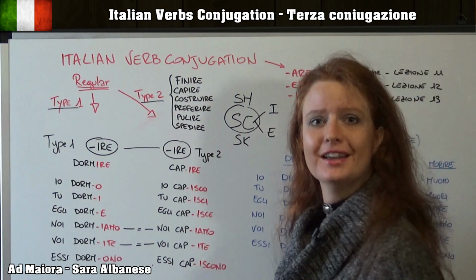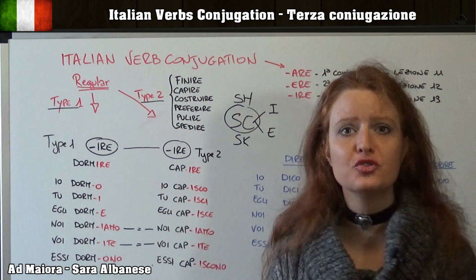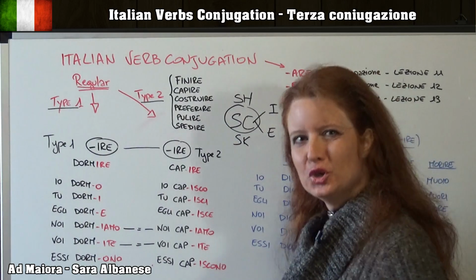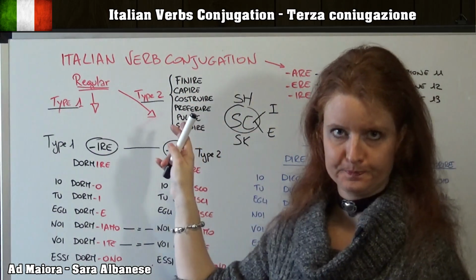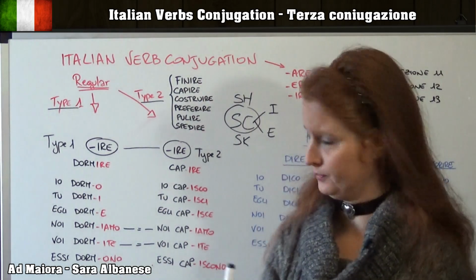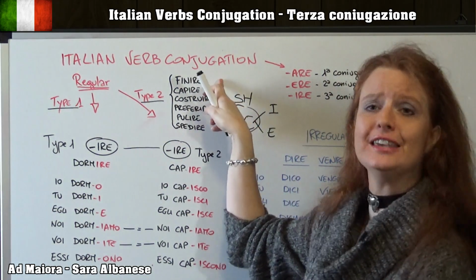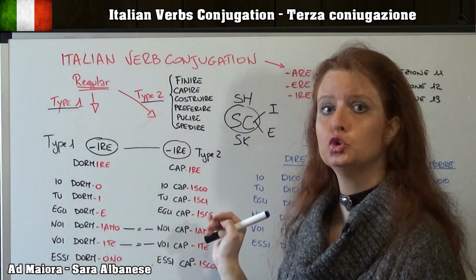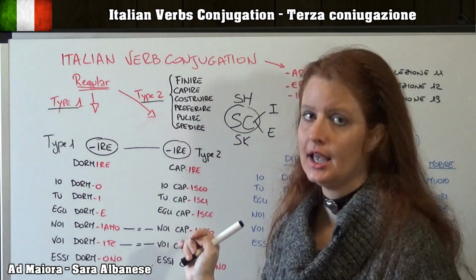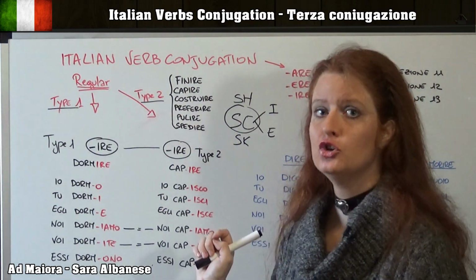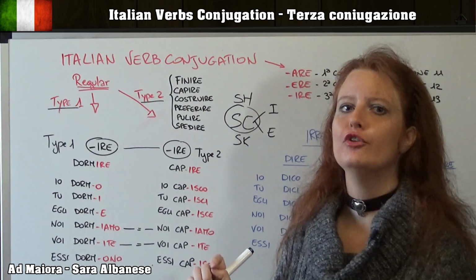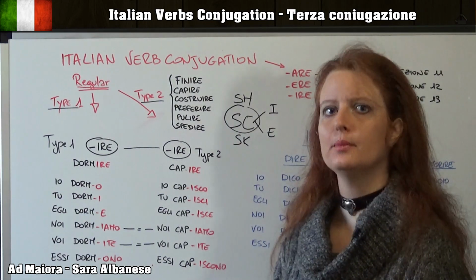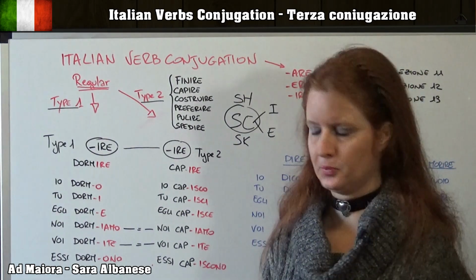Fine, this is clear, but how many verbs, which verbs actually follow this conjugation? We are very lucky because they are a few and they are all here. Okay, you just have to learn them by heart. They are the verb finire, which means end up. Io finisco, tu finisci, egli finisce, noi finiamo, voi finite, essi finiscono. The verb finire, to end up.